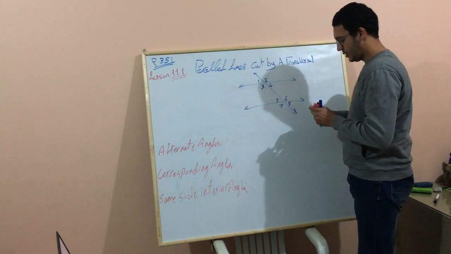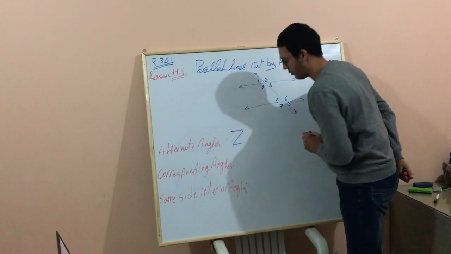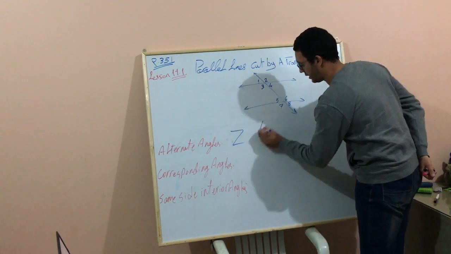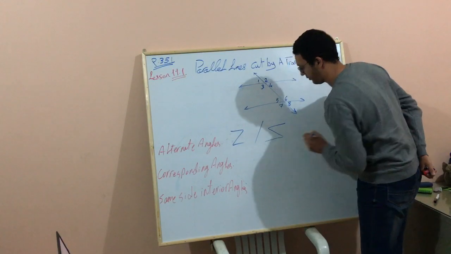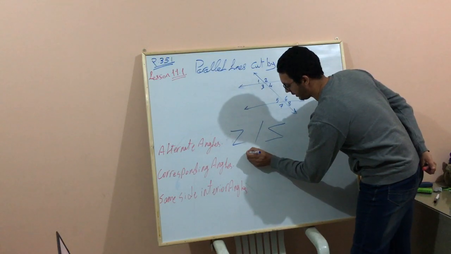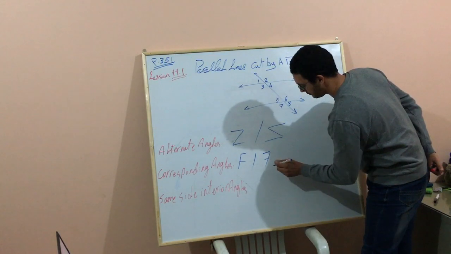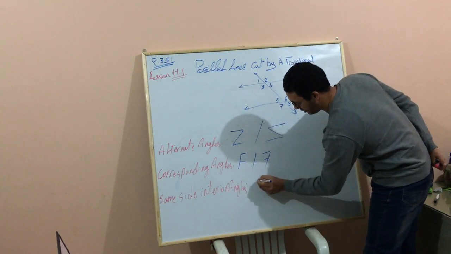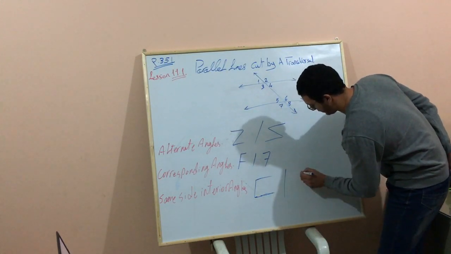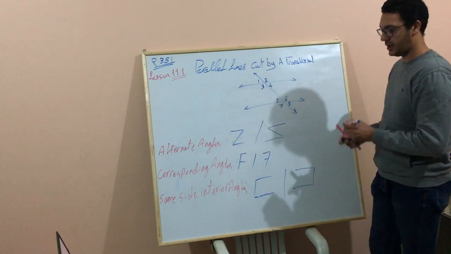The alternate angles, you can locate by looking for the letter Z in the drawing. It can be written in the proper form of a Z, or in the opposite form of the Z. The corresponding angles, you can look for the letter F in the drawing or the opposite of the F. In the same side interior, you can look for a letter U or the opposite of the letter U that looks to the other side.